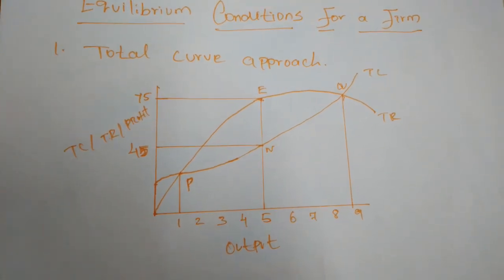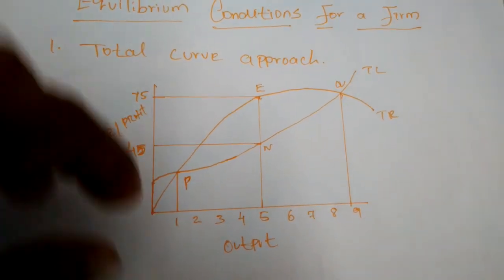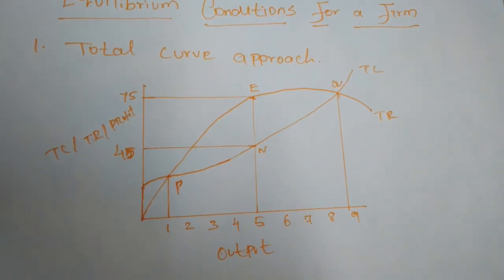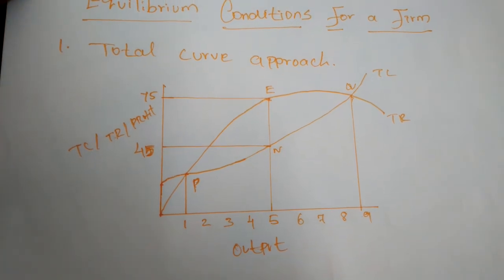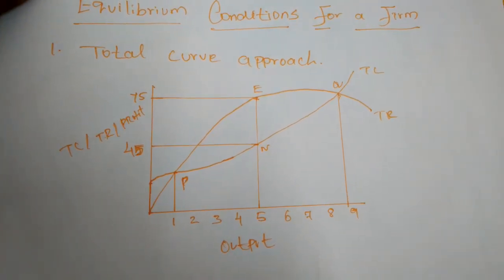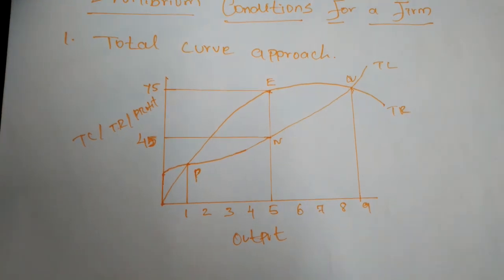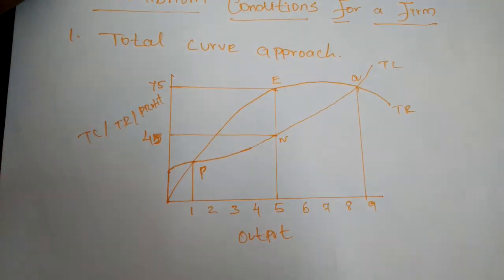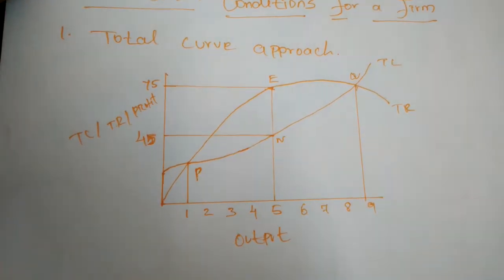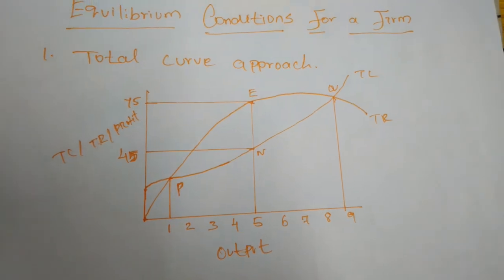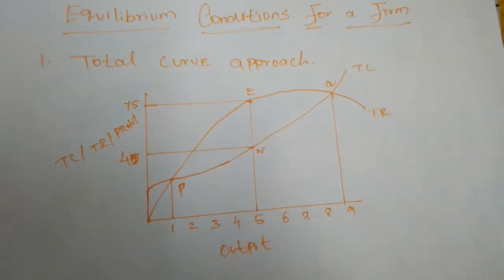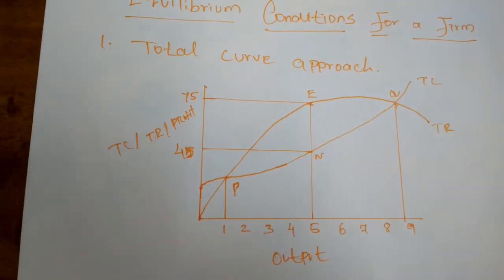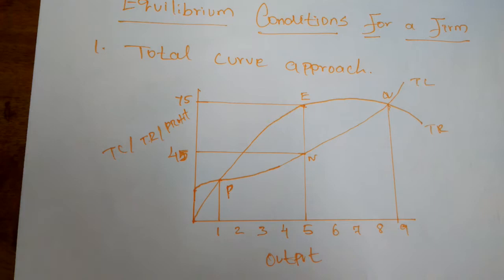First one is the total curve approach. Total curve approach means the total cost curve and the total revenue curve. When we consider the total cost curve and the total revenue curve, we can measure the profit. So first, the total curve approach. In this approach, profit is obtained by a firm through the difference between the total cost and the total revenue.